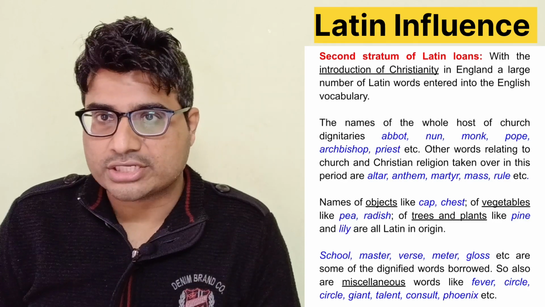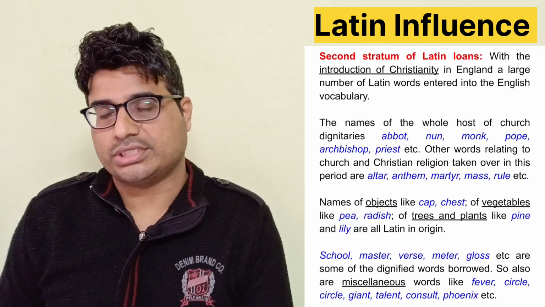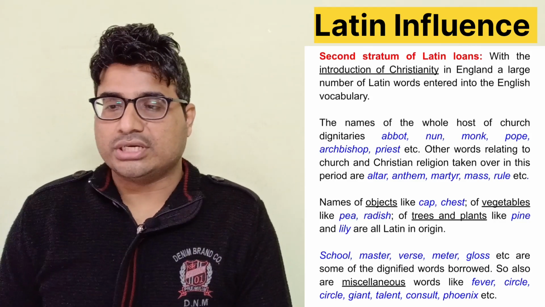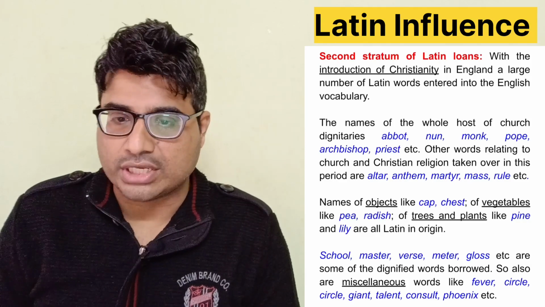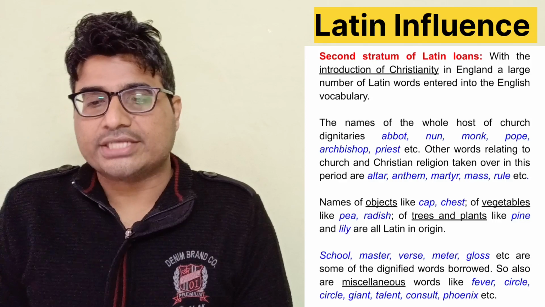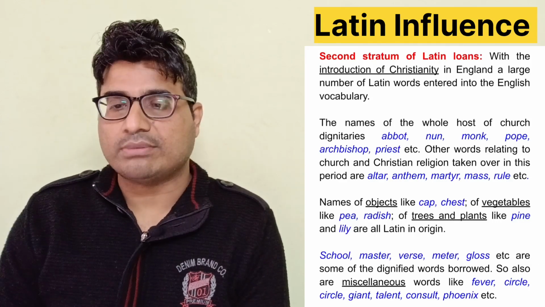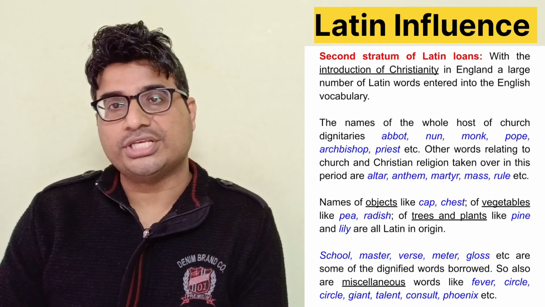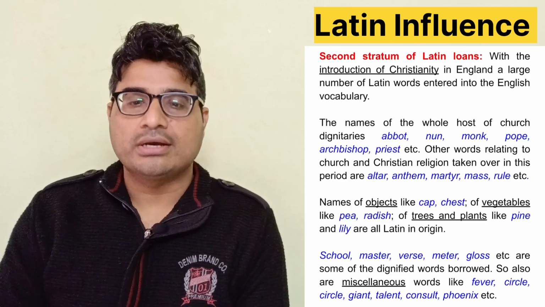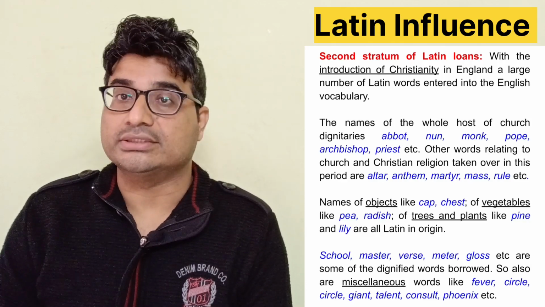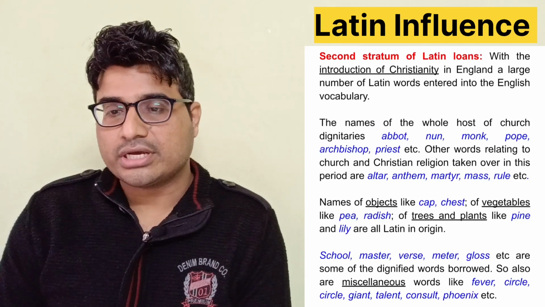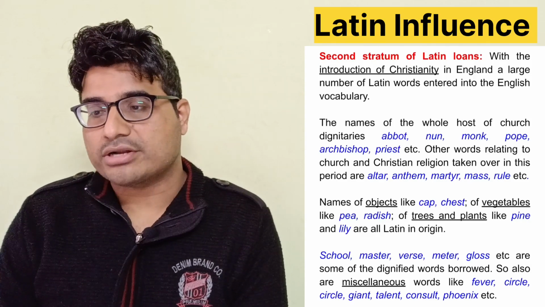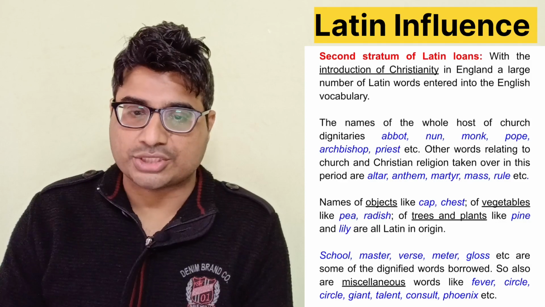Now the second phase, or second stratum of Latin loans. With the introduction of Christianity in England towards the end of the 6th century, a large number of Latin words entered into the English vocabulary. Some of the words are abbot, nun, monk, pope, archbishop, priest, etc. Other words relating to church and the Christian religion also entered, and I'm also mentioning words like altar, anthem, martyr, mass, rule, etc.